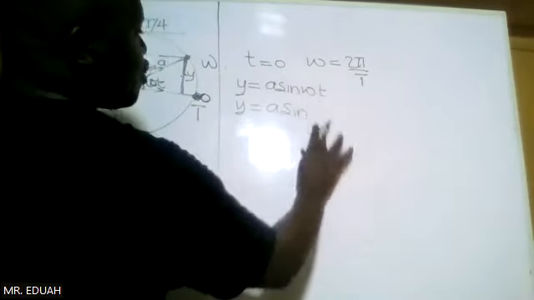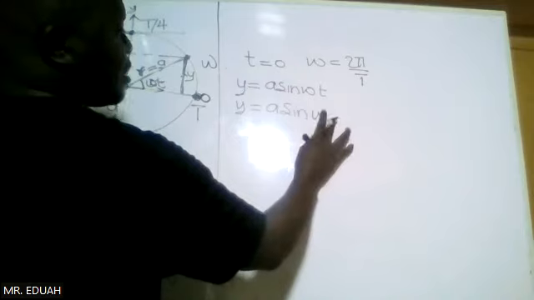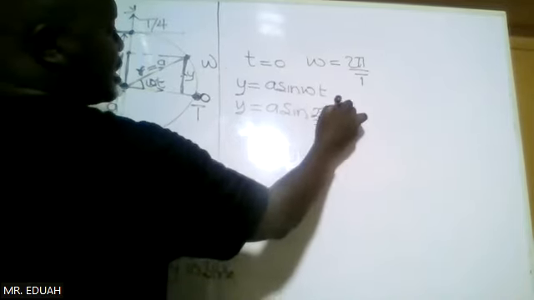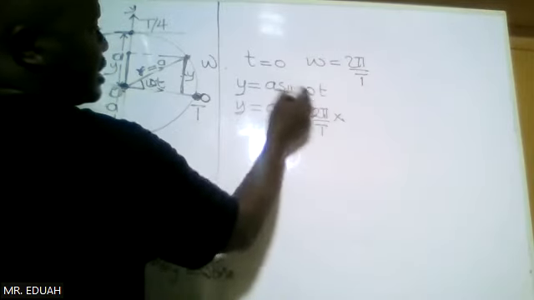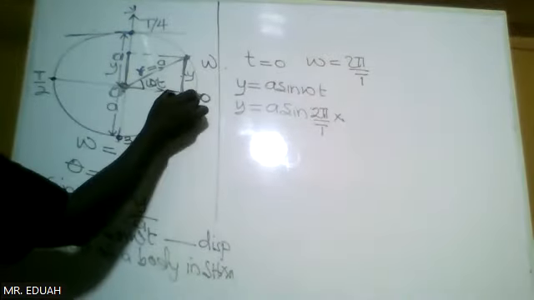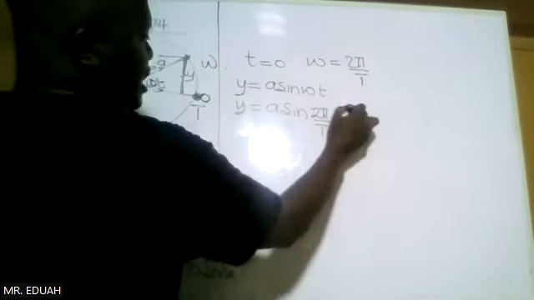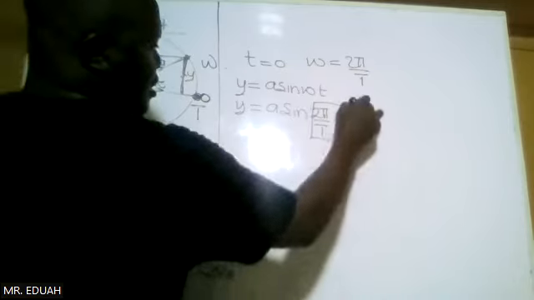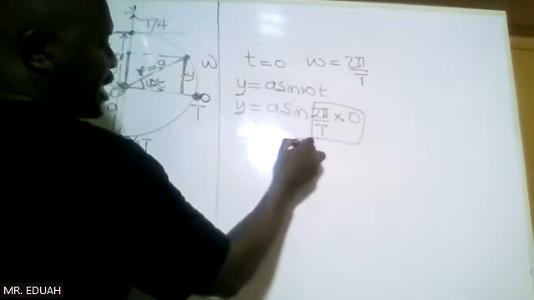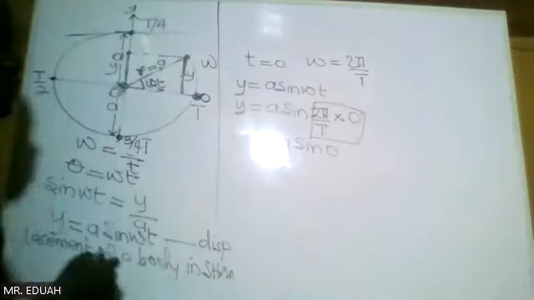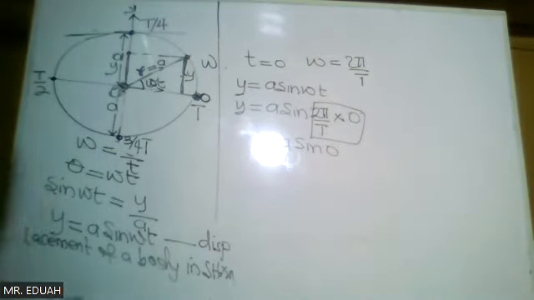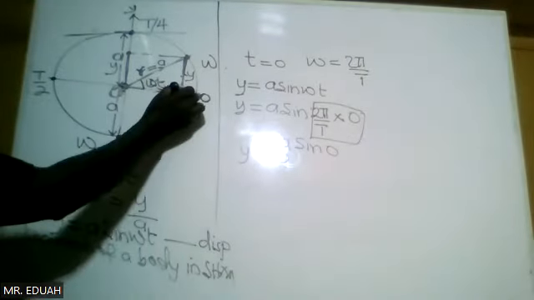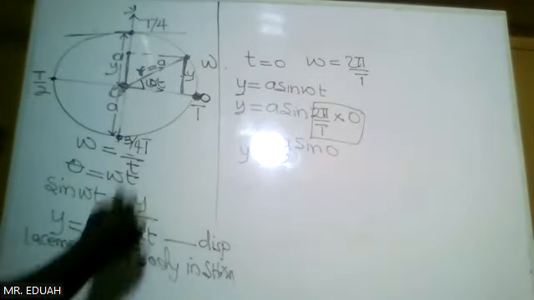So we have omega, which is equal to 2 pi over T, times t, where we are here, at this point. So t is equal to 0. When you multiply, this is 0. So we have A sine 0. Sine 0 is 0, and so y is equal to 0. So at time t equals 0, y is equal to 0.